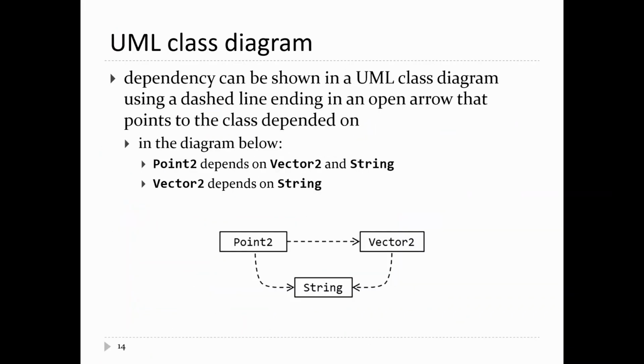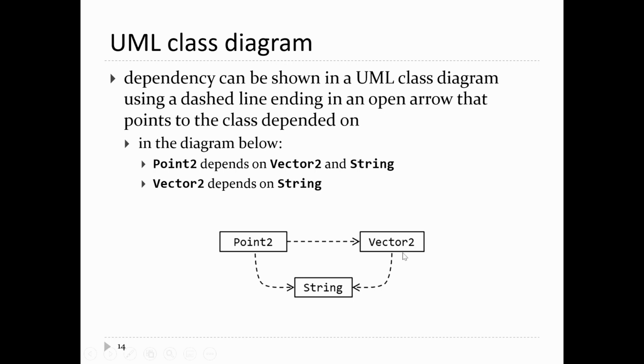Now, if you want to show the dependency relationship on a UML class diagram, then you draw your classes. So here's point2, vector2, and string. And then to show the dependency between point2 and string, you draw a dashed line and an open arrow pointing at string. So this says that point2 depends on the string class.